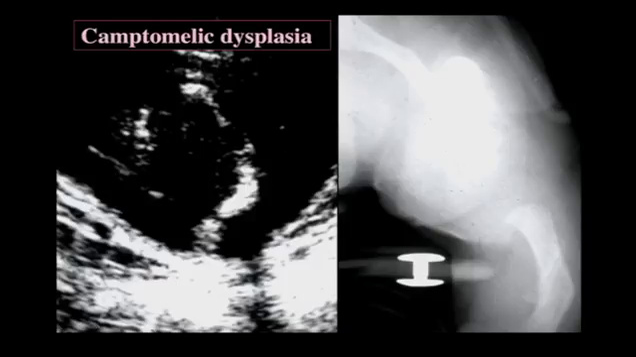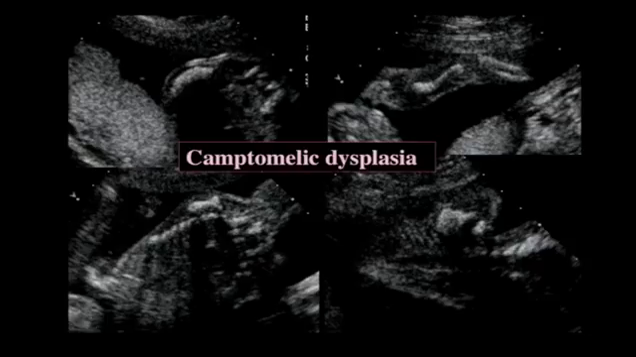Now going on to camptomelic dysplasia. Camptomelic dysplasia is associated with marked bowing of the femur and the tibia, and often absence of the fibula. On the other hand, the upper extremities tend to be relatively straight compared to, look at how incredibly bowed and short the femur is. Now the scapula tends to be a little short.